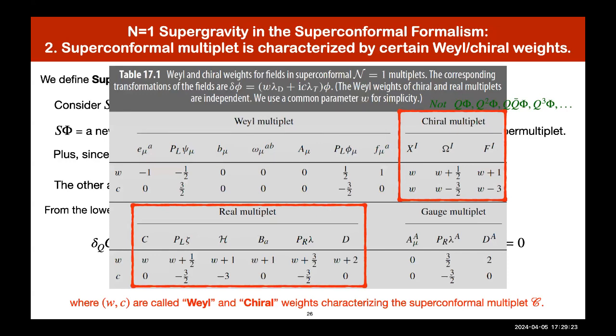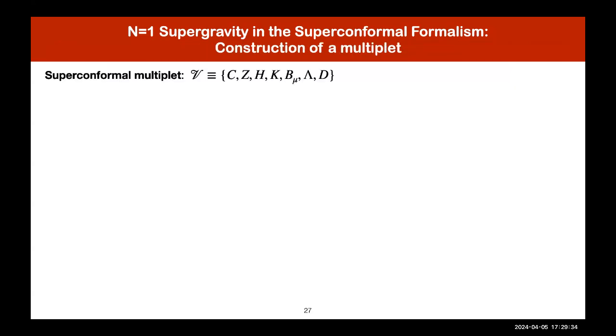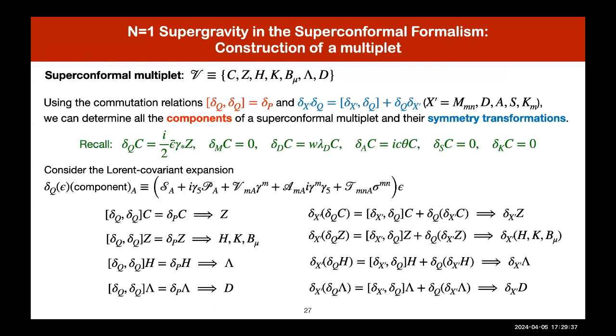So this is just a table of the Weyl and chiral weights, but it doesn't matter now. Okay, so this is the structure. The superconformal multiplet is basically defined by some 7 components: scalar, spinor, scalar, vector, spinor, scalar. Just by taking advantage of the commutation relations, we can determine all the other components of the multiplet and their transformation properties. This is the point.